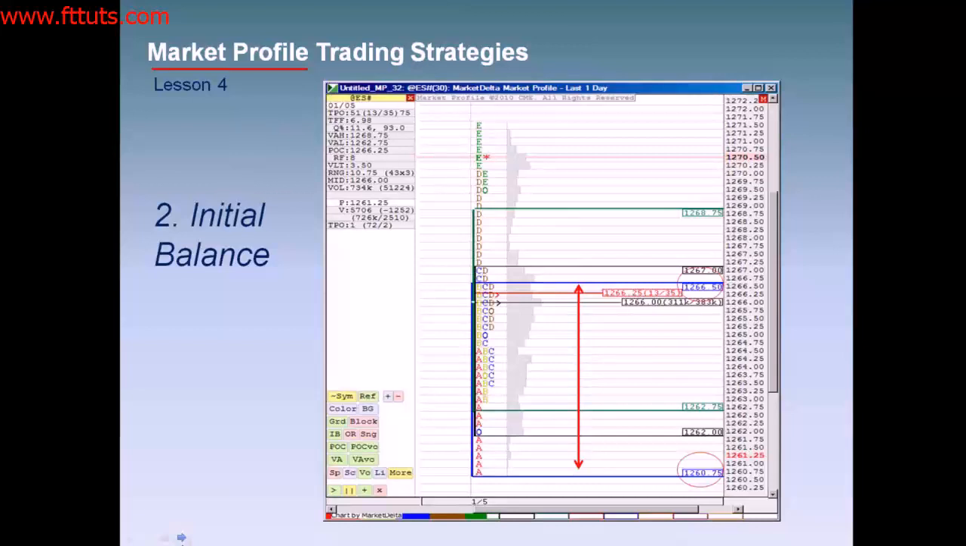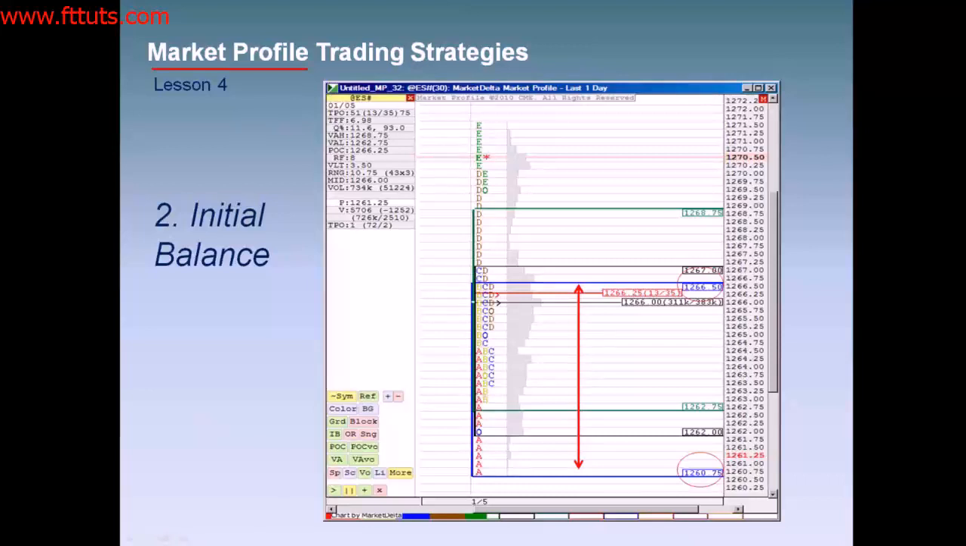Now, the second item that you need to be able to identify immediately from the chart is the initial balance. This is a very important element of the market profile, and we will spend a lot of time today talking about this. The initial balance is, again, the first two periods of the profile, the letter A and B. A nice thing that the market delta does for us is it actually draws reference lines to help us identify these key elements on the chart. And I always like to use the same colors on every chart for these various elements because it helps me to be able to identify them easily.